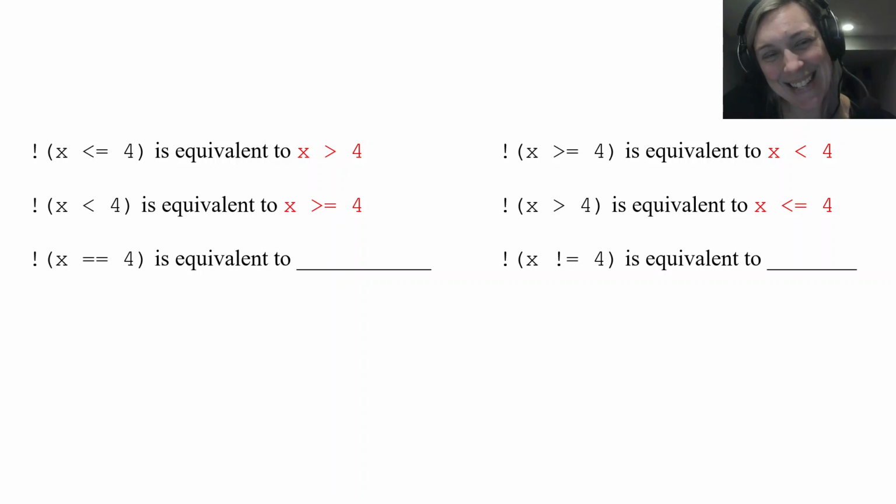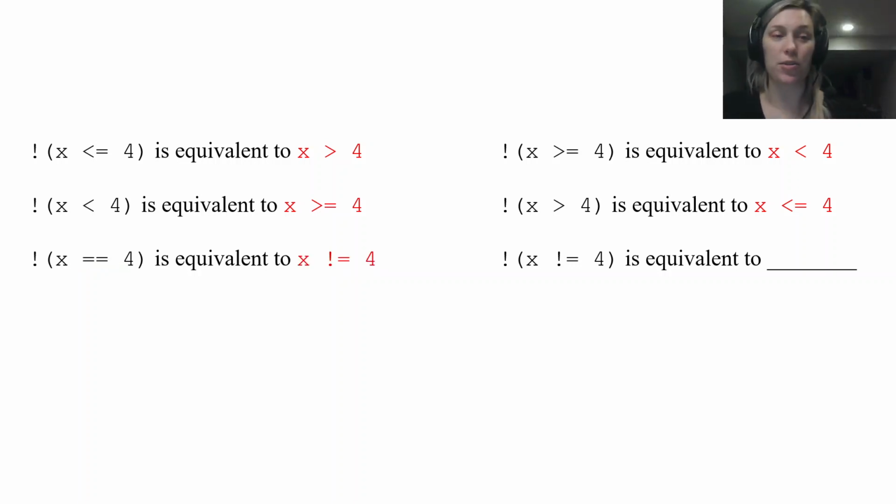And then your equal to, not equal to, that's a little bit easier. Equal to is equivalent to not equal to. Not equal to, when I negate it, is equivalent to equal to. So those are all of the different combinations of comparison operators and how we negate them. I just have a couple more examples in this lesson, and then we're going to wrap it up.